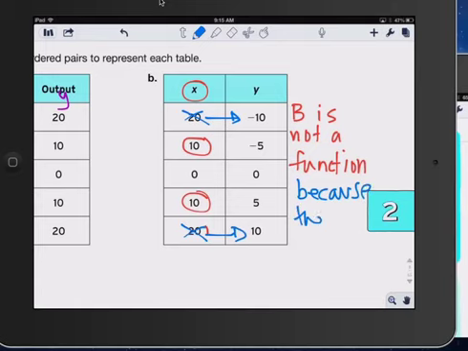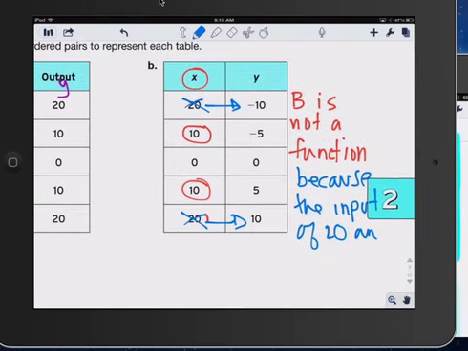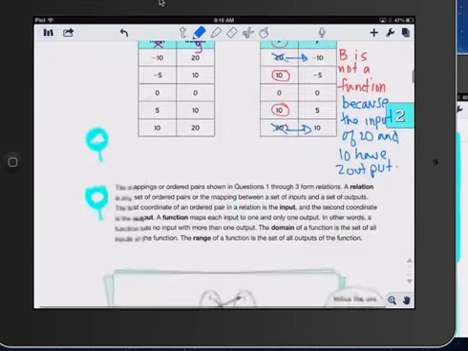Not a function because the input of 20 and 10 has how many outputs? How many outputs did they have? They have 2 outputs. You need to be able to explain like this. Okay? On why. Got it? Okay, let's go on.